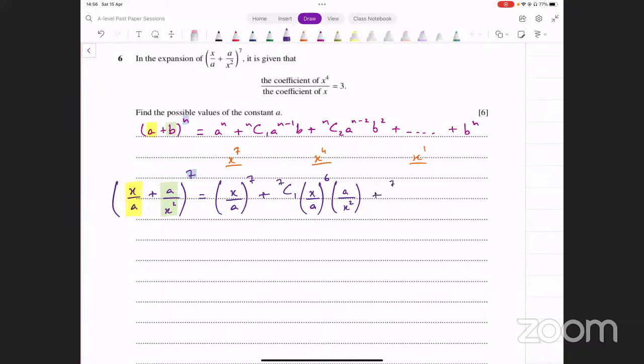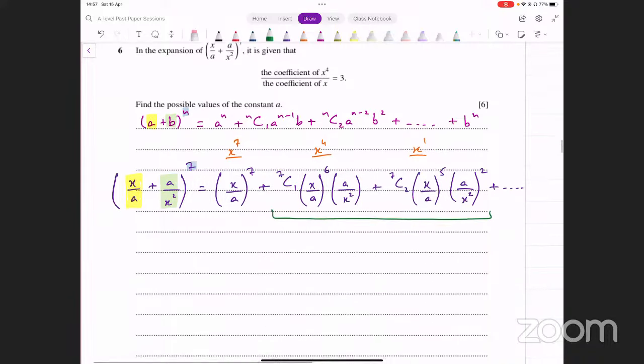So the next term that you have is 7C2 into x over a whole raised to power 5 into a over x squared whole raised to power 2. You don't have to go any further because the terms that you need are already here. You only need these two terms. x raised to power 4 is in it, and x raised to power 1 is also in it. These are the only two terms that you're looking for. You just ignore everything else.